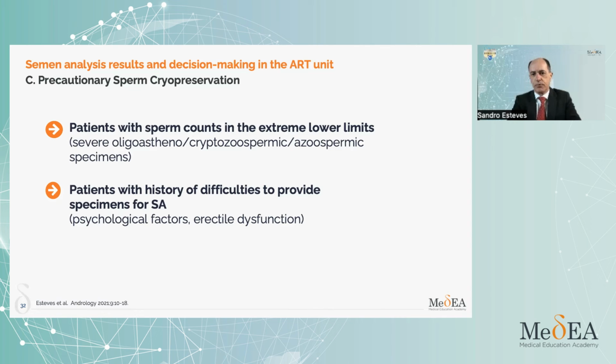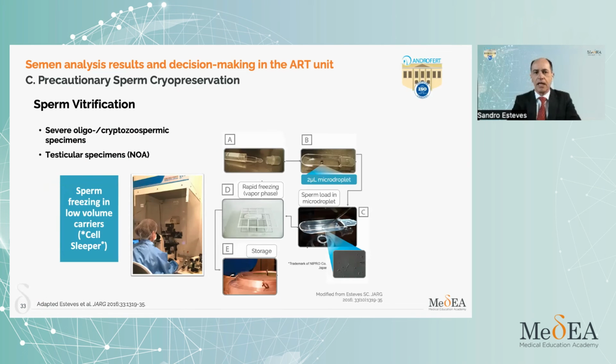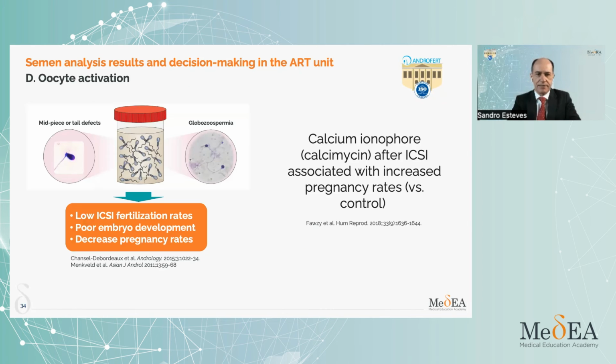Patients with difficulties in providing a specimen for semen analysis may also benefit from cryobanking. It may avoid unpleasant situations on the day of oocyte pickup. And for low sperm quantities, our approach has been to use sperm vitrification, like the cell sleeper method illustrated in this slide. Lastly, severe morphological defects on a semen analysis, such as the lack of acrosome, short tails, or mid-piece abnormalities, could prompt the lab to apply oocyte activation after ICSI.